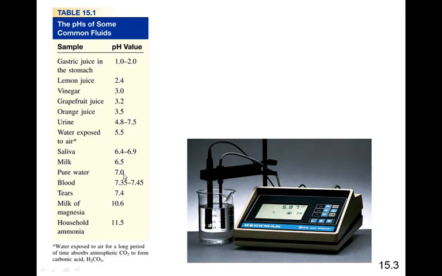Pure blood should be, or pure water, excuse me, is about 7. Blood has a range of 7.35 to 7.45. And of course, as we go down further, milk of magnesia, which you may or may not be familiar with, it's a medicine for sick stomachs, is a pH of 10.6.